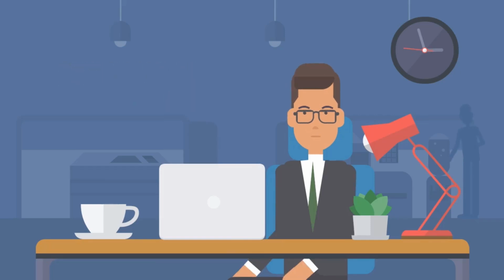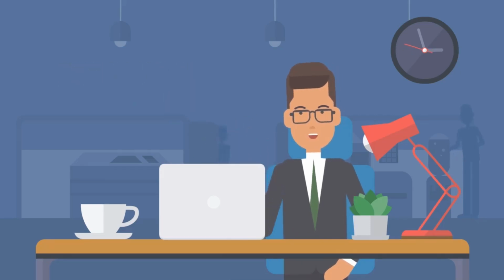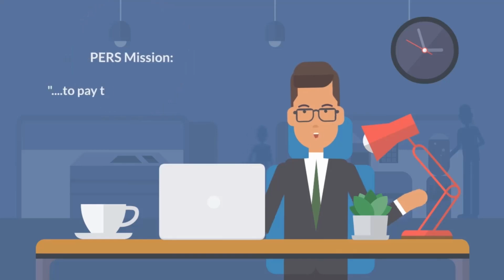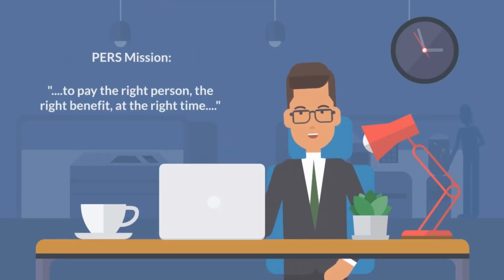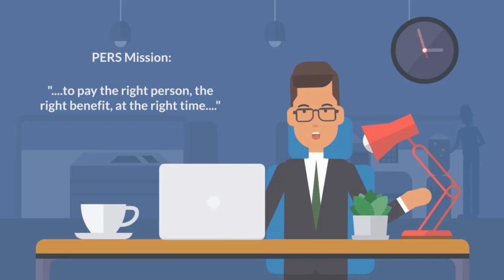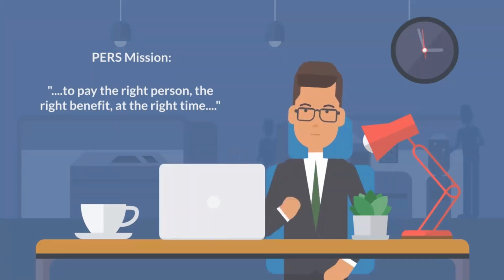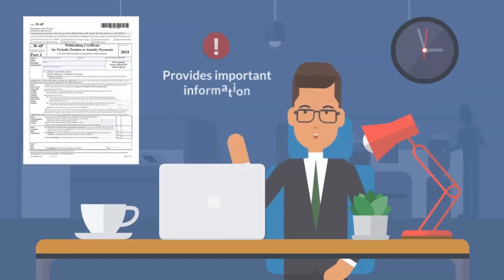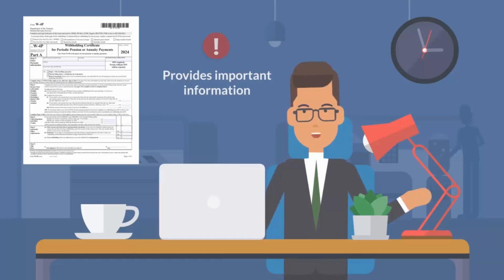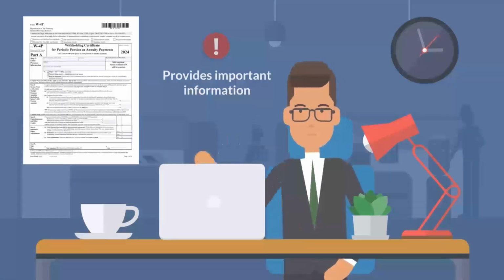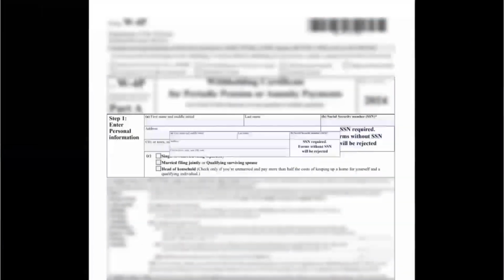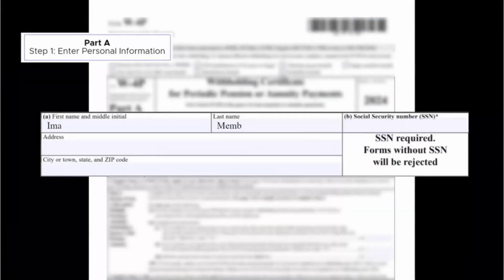Hello and welcome. As part of PERS's ongoing pursuit to achieve its mission, to pay the right person the right benefit at the right time, we recognize the importance of ensuring we have complete and accurate information of all its members. The W-4P form provides PERS with important information needed to process its members' federal and state tax withholdings timely and accurately. In this video, we will walk through each step of the process to correctly complete the W-4P form.